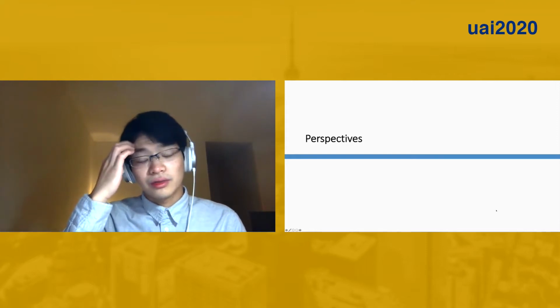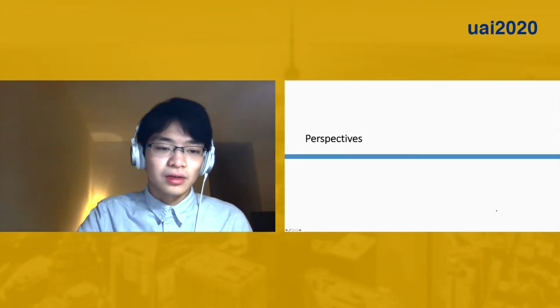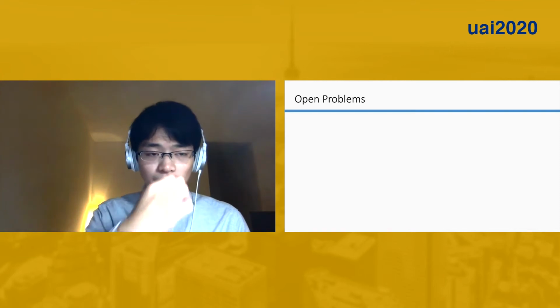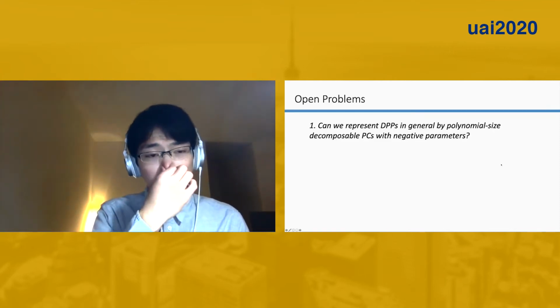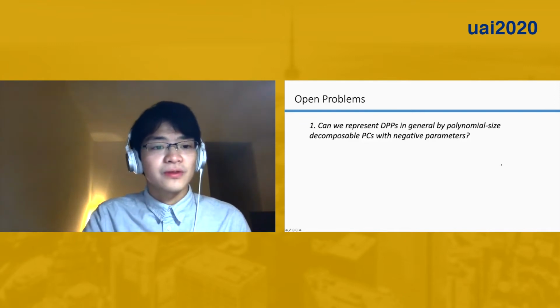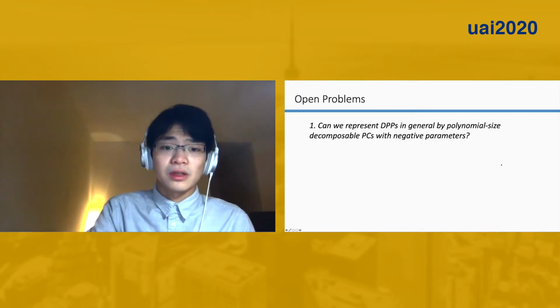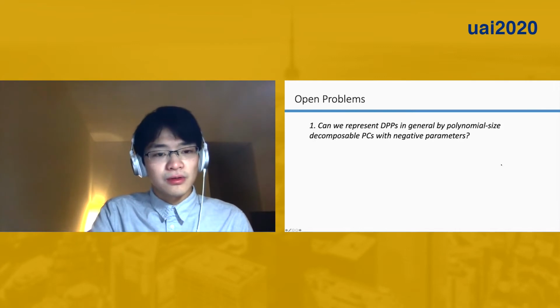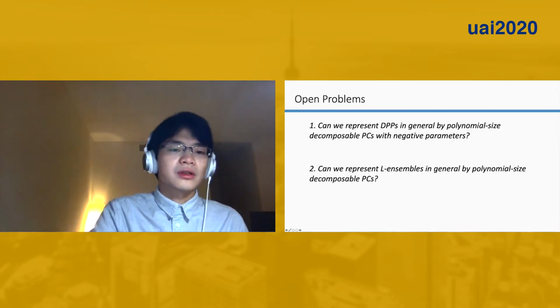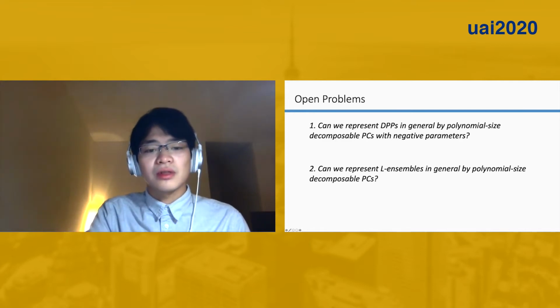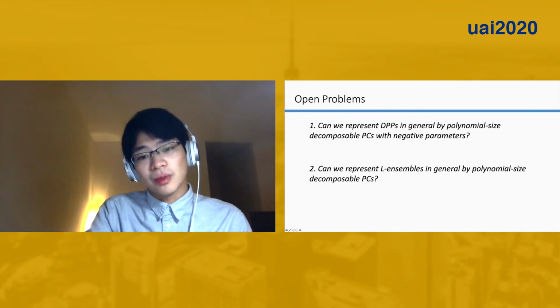And now let's conclude with some perspectives. We've proposed several open problems. The first one was already mentioned before. That is, can we represent DPPs in general by polynomial-sized decomposable PCs with negative parameters? The second one is slightly trickier. That is, can we represent L-ensembles in general by polynomial-sized decomposable PCs?